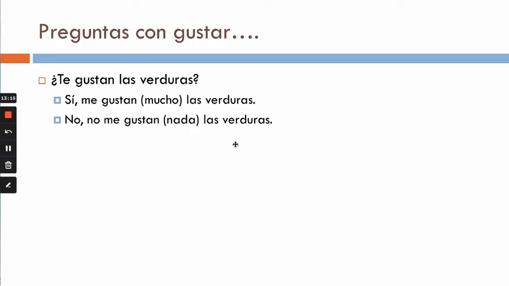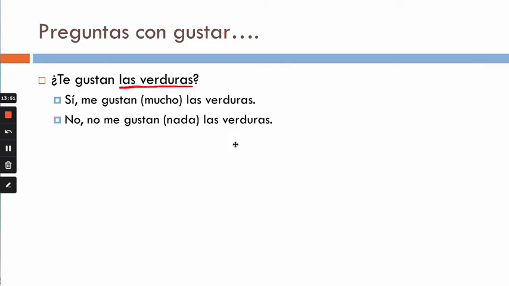Just as a reminder, sometimes we have to answer questions that use the verb gustar or encantar. If you see a question like this, ¿te gustan las verduras? Whatever they're asking you about, they're just asking you if you like it. ¿Te gustan las verduras? Do you like vegetables? When you have these types of questions, we call it a yes or no question. You're going to either answer it affirmatively by saying yes or negatively by saying no. When we answer questions yes, we just say sí, me gustan, or sí, me gustan las verduras.